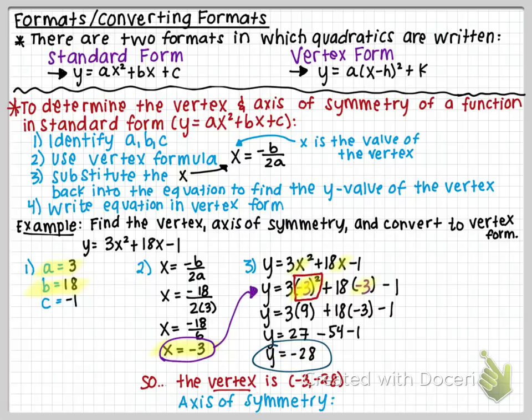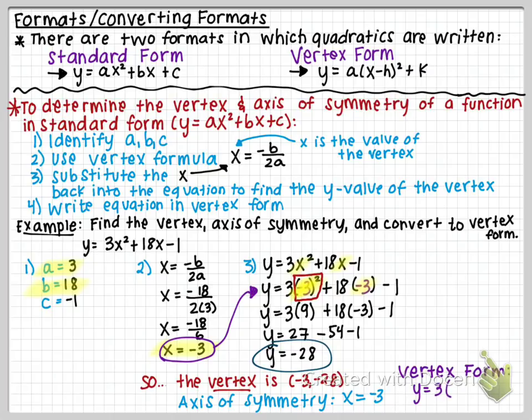Negative 28, I'm sorry. Axis of symmetry. Axis of symmetry is x equals whatever your x value is. So x equals negative 3. And the vertex form. So we're writing it in vertex form, which is up here: a times (x minus h) squared plus k. All right. So y equals, our a is, we identified it at the very beginning. Look at step 1. Step 1 says a is 3.